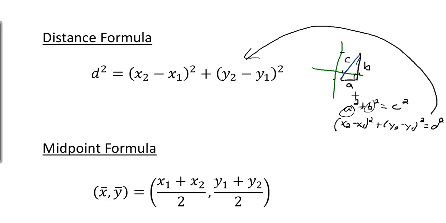So you don't need to know how to derive the formula, but I think it makes it easier to remember it and to understand how to use it if you think of it as just the Pythagorean theorem. This is literally just a squared plus b squared equals c squared.